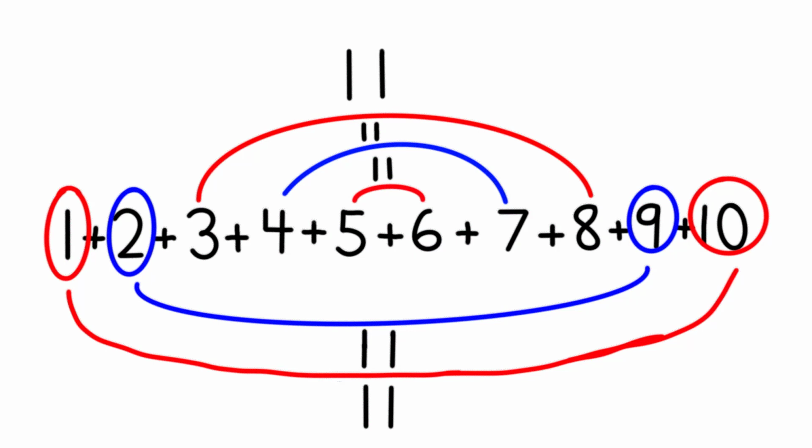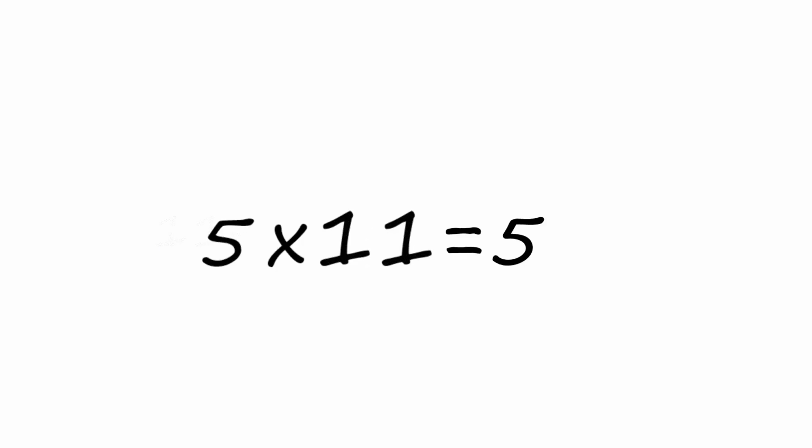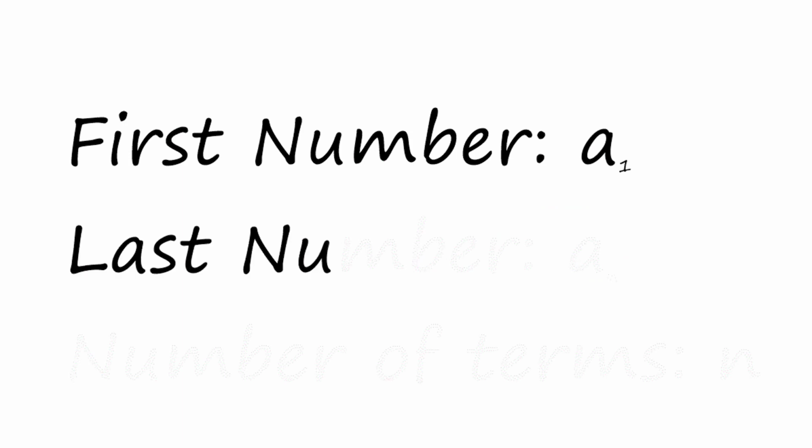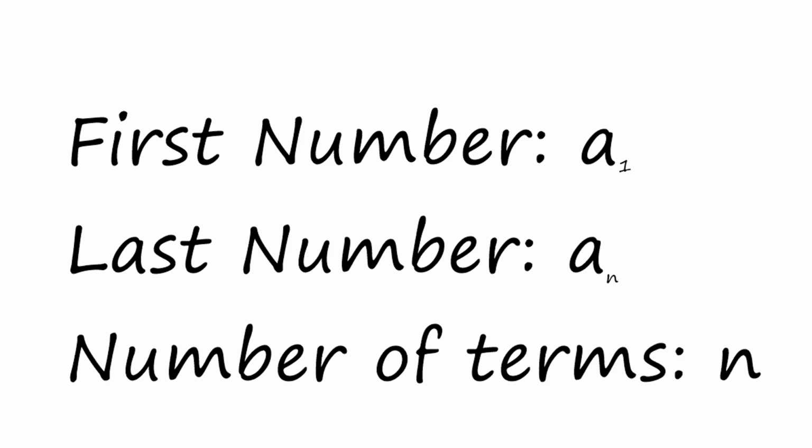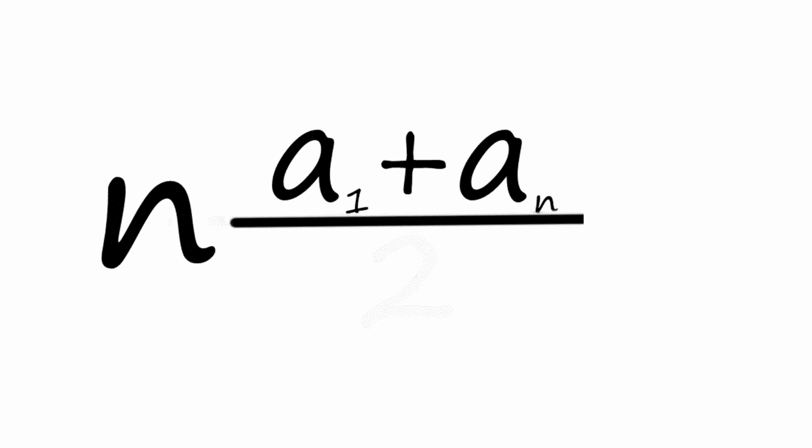Now we have a new equation, 11 plus 11 plus 11 plus 11 plus 11, which is 11 times 5. Notice how 5 is half of 10, which is the number of values. 5 times 11 is 55, meaning that the sum of these values is 55. With this information, we can create a formula to remember. Let's say the first number in the list is A1, and the last number is AN. The total number of terms in this list is N. The formula is N times (A1 plus AN) divided by 2.